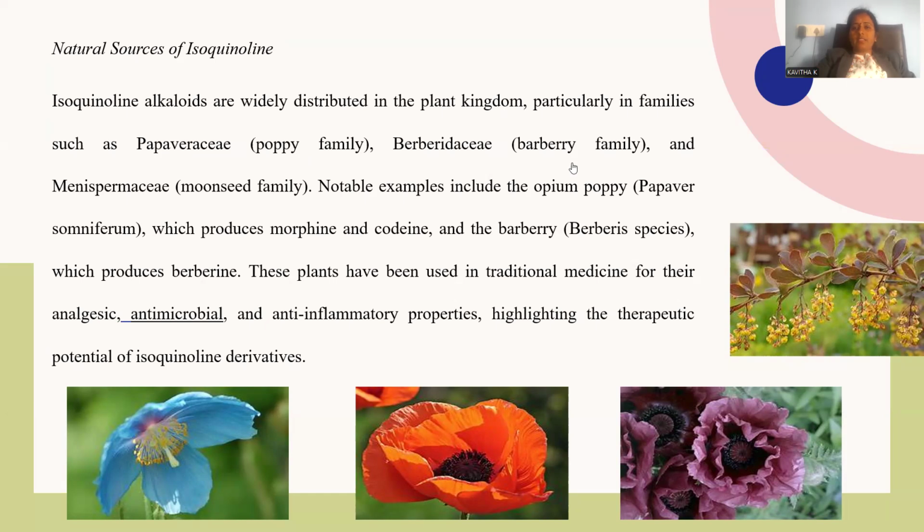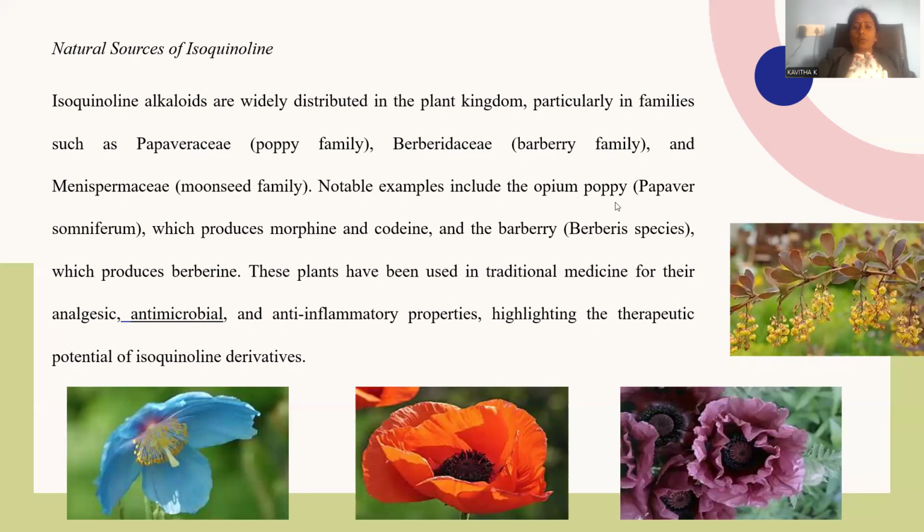And Berberidaceae is the Barberry family of plants. You can notice the Barberry family here, and the flowers shown at the bottom are part of the Papaveraceae family. Here Barberry family flowers are provided, from which you are able to extract isoquinoline alkaloids as well. And there is Menispermaceae, the moonseed family. So this is the way natural occurrence is possible. It is a natural material as well, where we have the isoquinoline heterocycle.